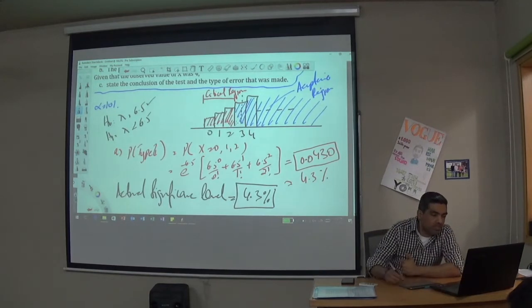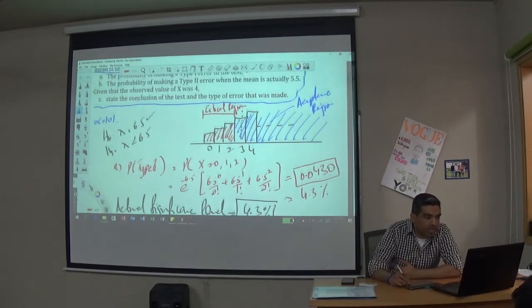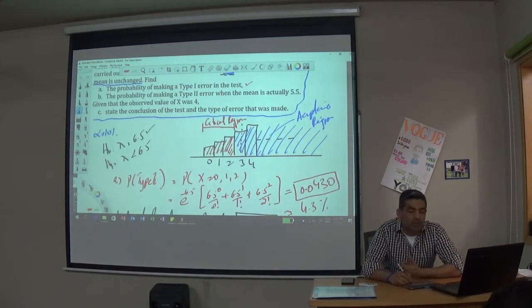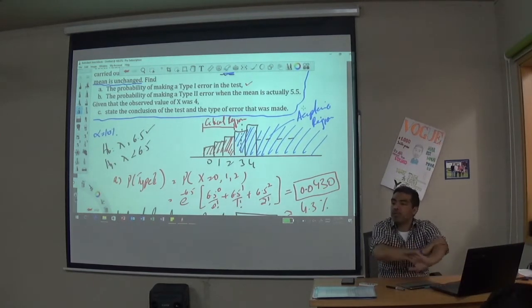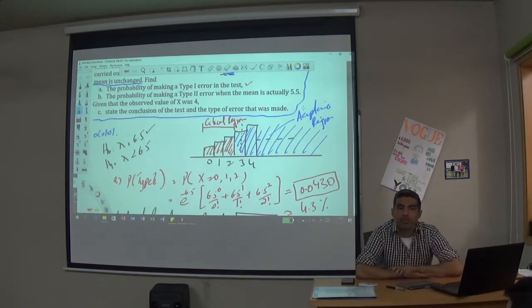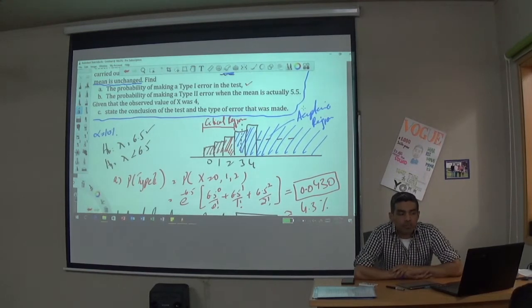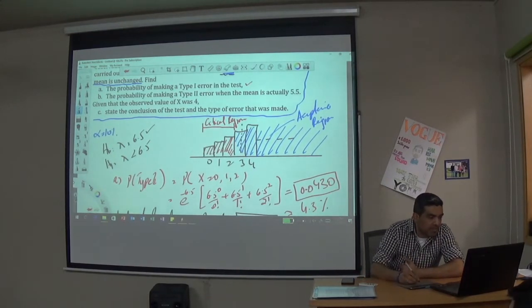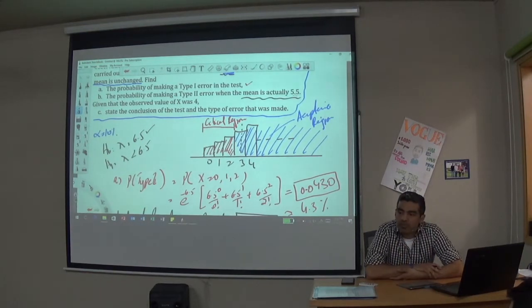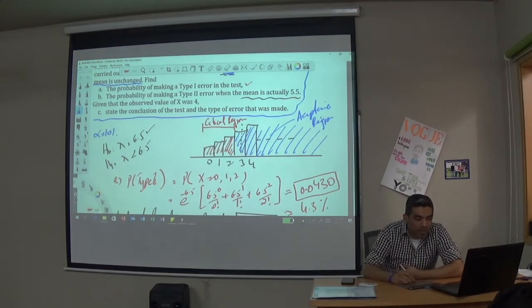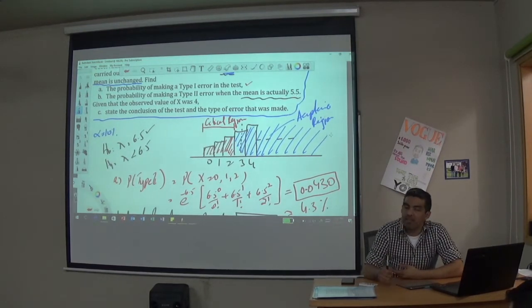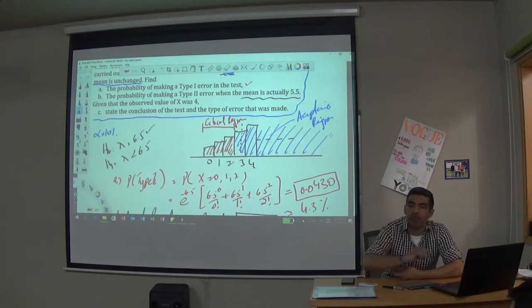Okay, then I think the question is asking for the probability of type 2 error. And whenever the probability of type 2 error is asked, they will always provide you with the actual mean value, because type 2 error is all about accepting an actually wrong null hypothesis. So they are giving you the exact value. They are saying that the mean is not 6.5, the mean is actually 5.5. So on the basis of this new mean, can you find the probability of the acceptance region? That would give you the probability of the type 2 error.